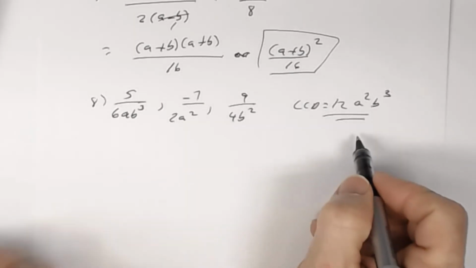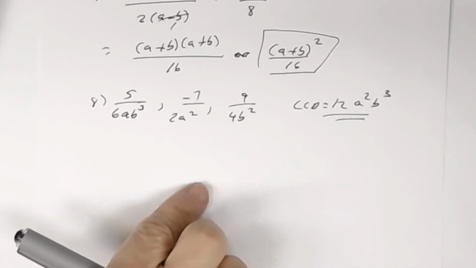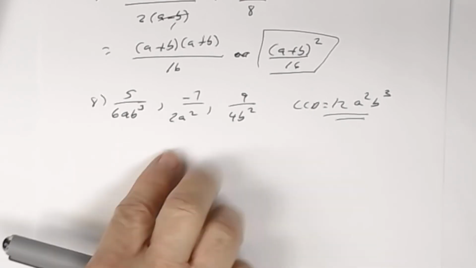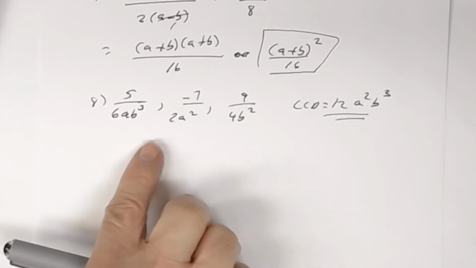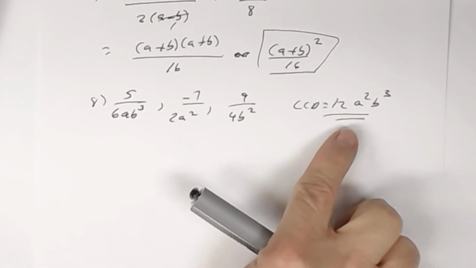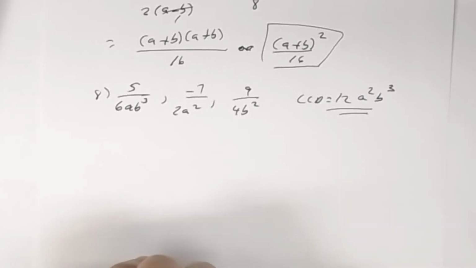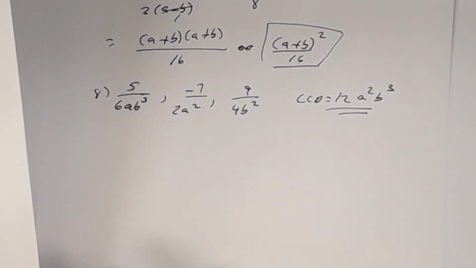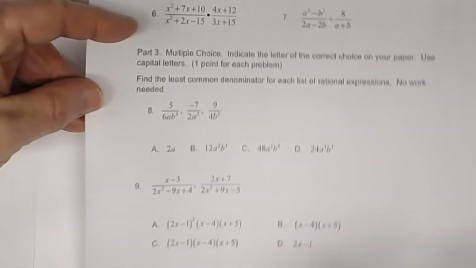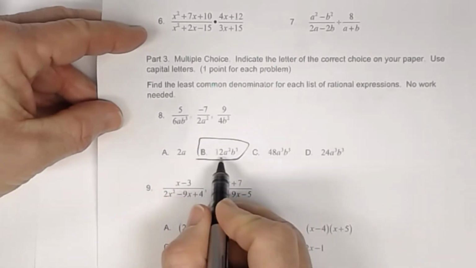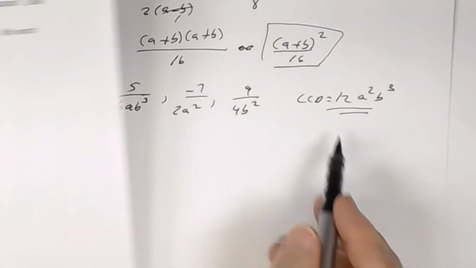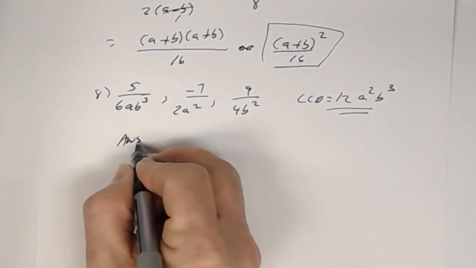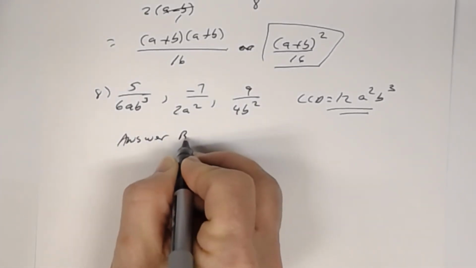So there's your LCD. So in the next lesson, when you add or subtract these rational expressions, you're going to be using the least common denominator, which is this. All right, so number 8, the answer is this. So that would be, it looks like, I guess B. Let me make sure that's correct. So 12a squared b cubed, 12a squared b cubed. So the answer is B. So number 8, the answer is B.